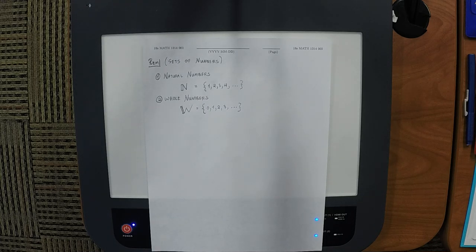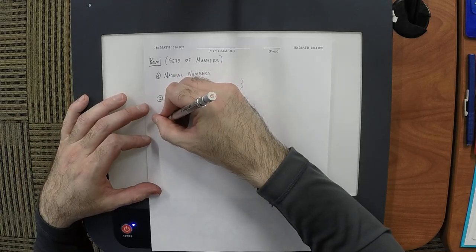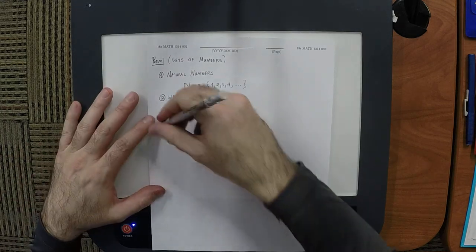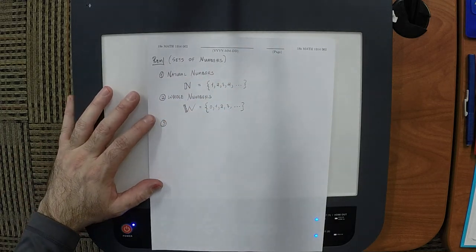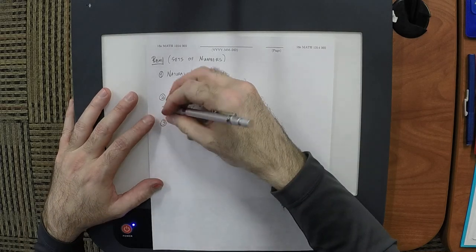Notably, I'd like for you to observe that every natural number is a whole number. Is the converse true? No. What's a whole number that's not natural? Zero. Good? Fine. And then even, you gave the example, -1. Is -1 a whole number? No, it's not. So now we need an even bigger set.